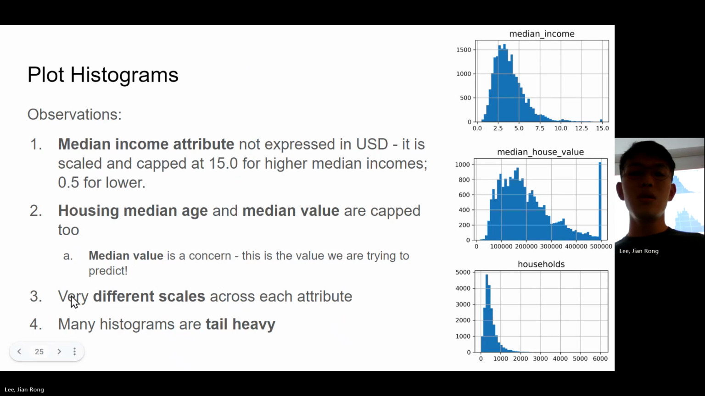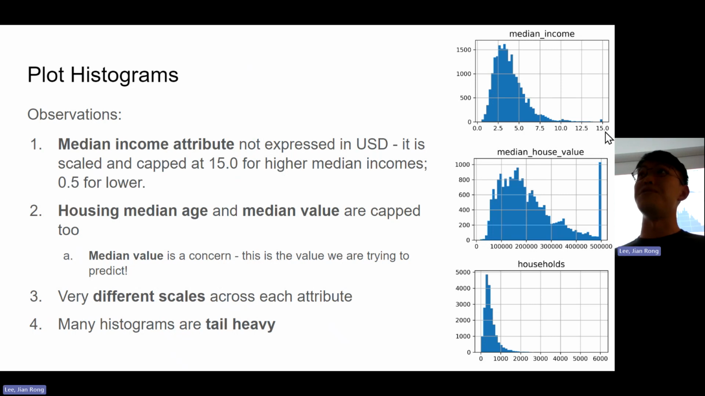Also, third point, notice that there are very different scales across each attribute. For example, you can see this histogram ranges from 0 to 15, right? But for the house value histogram, it ranges from 0 to 500,000. This is also a point of concern because when we train our machine learning model, we want all the columns or attributes to be of the same scale, or else the machine learning model will place a heavier emphasis on this one because the numbers are really big.